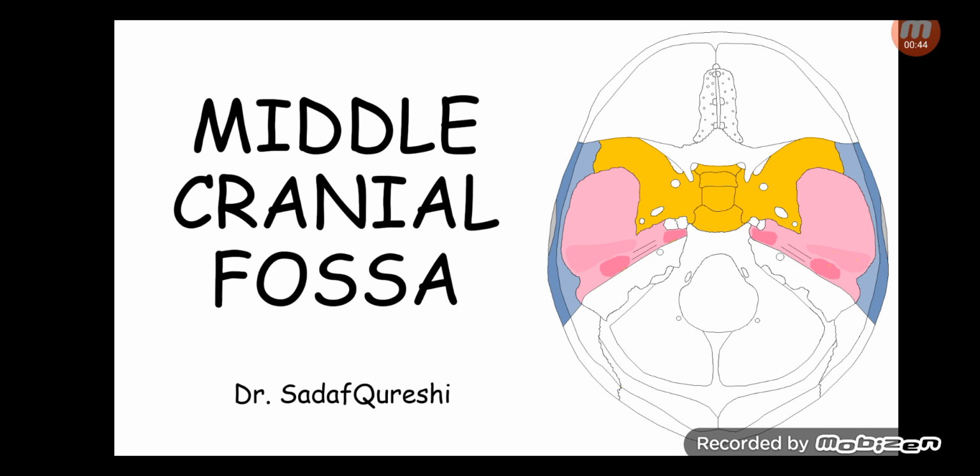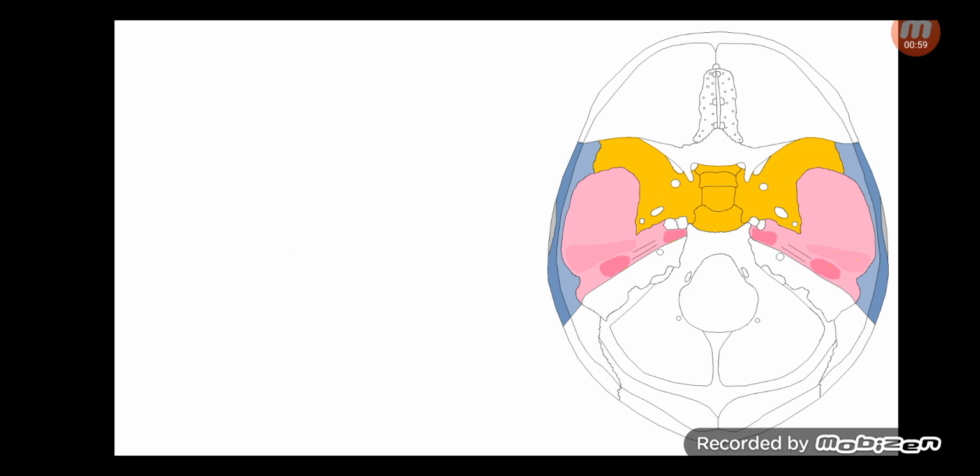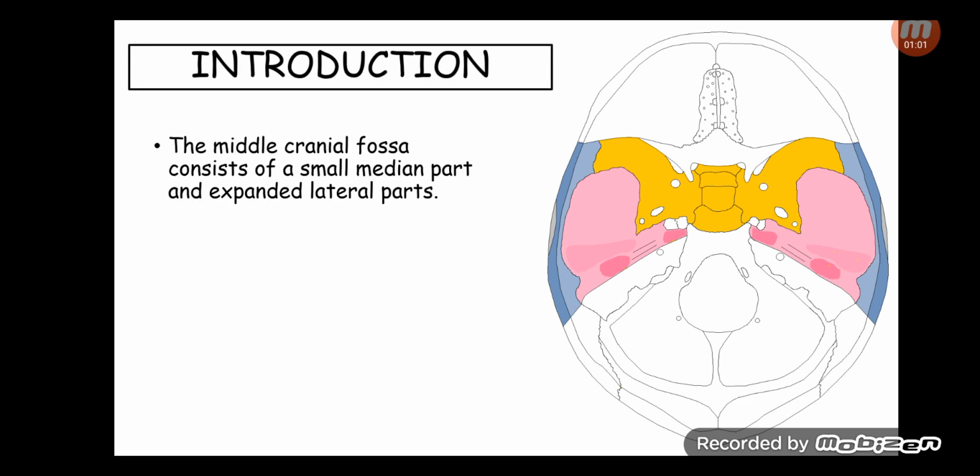The middle cranial fossa is separated from the anterior cranial fossa by the lesser wing of the sphenoid, and it is separated from the posterior cranial fossa by the petrous part of the temporal bone. These two parts are really important for MCQs, so you should remember them. Starting our topic of the middle cranial fossa, we will start with the introduction.